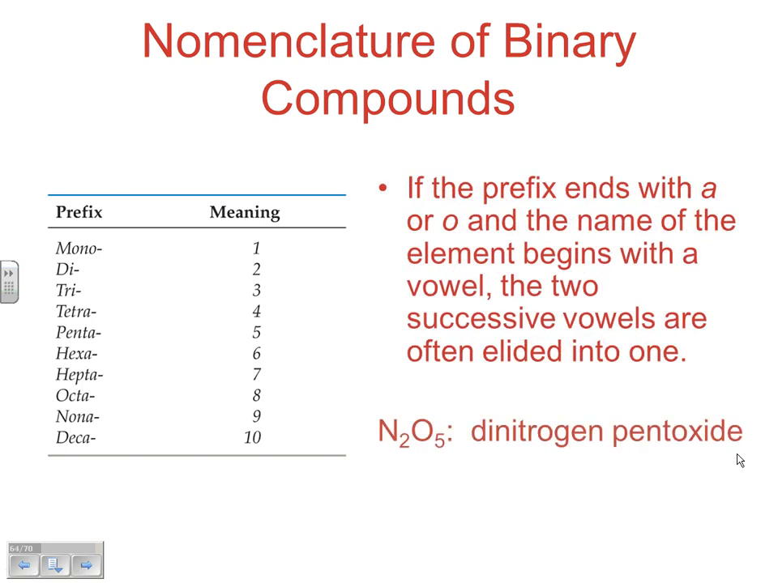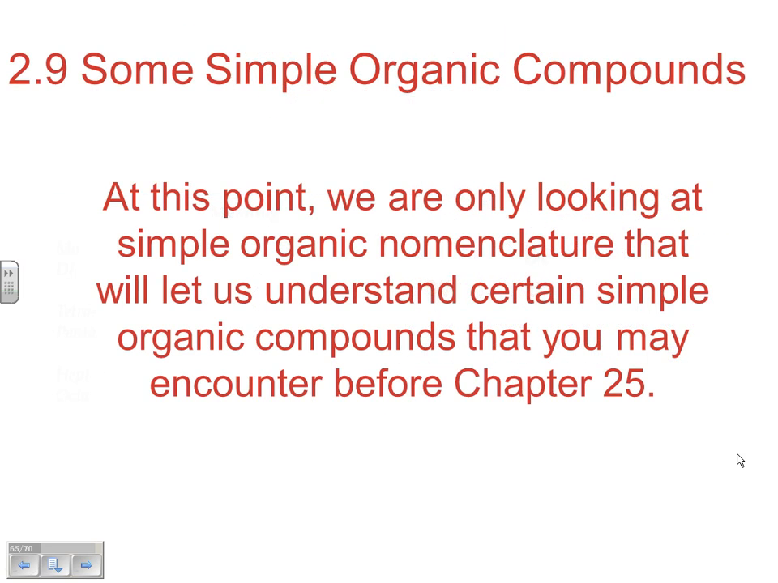Now, if the prefix ends with an A or an O, it ends up being a goofy to pronounce substance. And when that happens, so when you get these 2 successive vowels, you basically drop the one vowel and blend it into one. So dinitrogen pentoxide, pentaoxide can be somewhat odd to say, so you drop the A. So if you have an A or an O and it's being linked with an element that starts with a vowel, then you drop the prefix vowel. But that's only for A's or O's. So tri, that still stays, trioxygen.